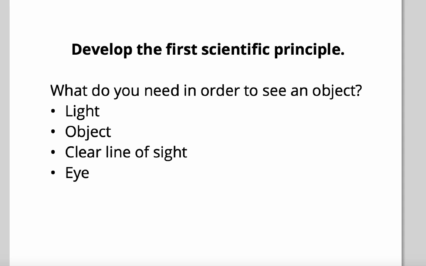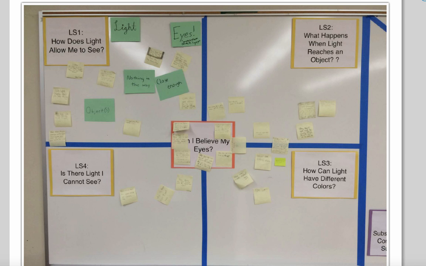They'll develop their first scientific principle here, and so again, these are the four main ideas of what you need in order to see an object. However, one of the things I want you to notice, if you go back and I show you the driving question board that I came up with my students, you'll notice that we had light, yes, and we had eyes, and we had nothing in the way and objects, but my students also felt it was really important that we make the point that the object needs to be close enough. If it's too far away, you still can't see it, regardless if you have the other four things.